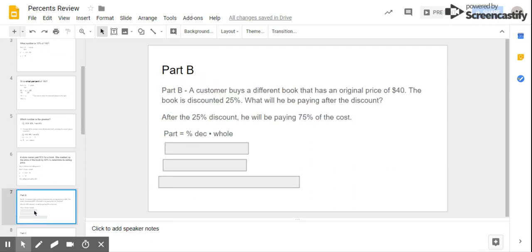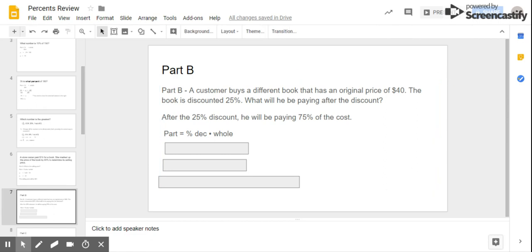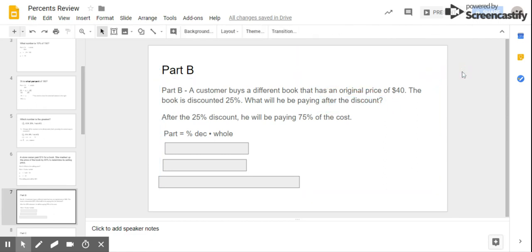Here's the next slide. And for part B, a customer buys a different book that has an original price of $40. The book is discounted 25%. What will he be paying after the discount? So let's start with understanding the problem. After the 25% discount, he will be paying 75% of the cost. All right, so that's very important for you to understand. The question is asking after the discount. So after the discount, he's only paying 75% of the cost.